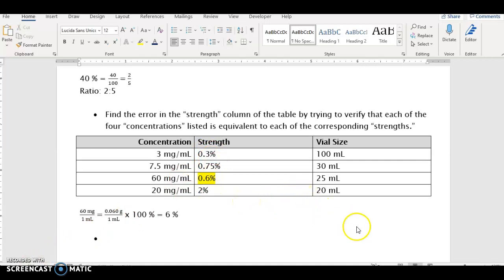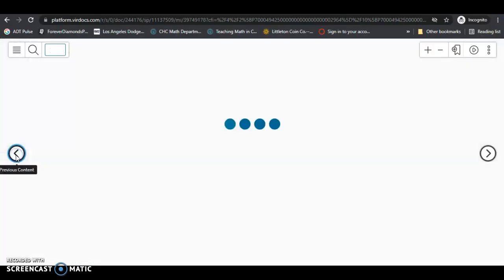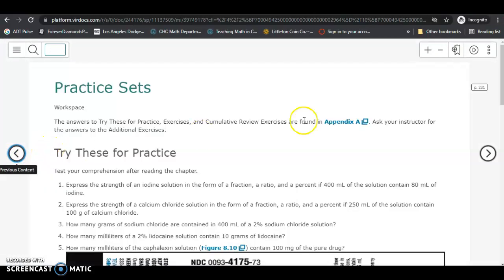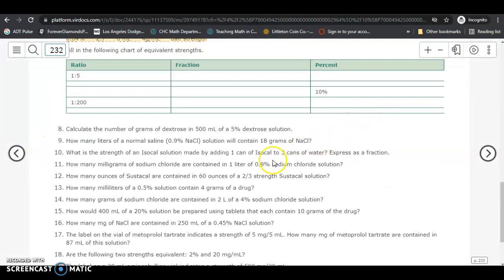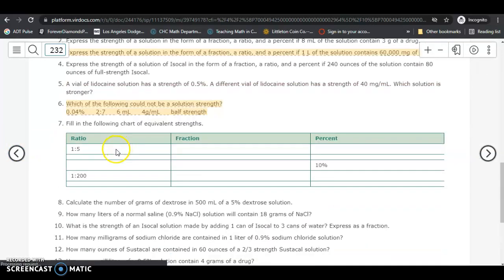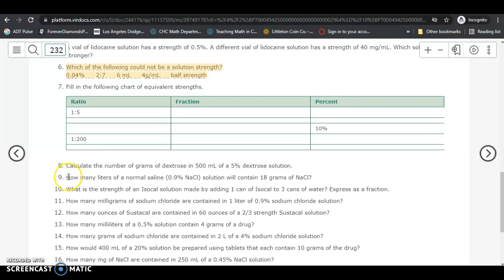Okay, let's go ahead and look at our next example. We're going to look at number 9 on page 232.